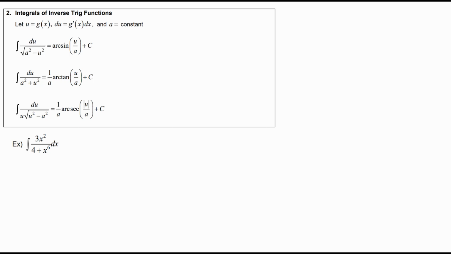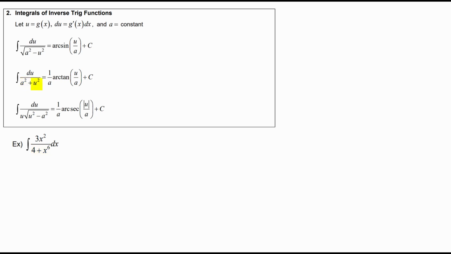Let's do some example. I have integral of 3x squared over 4 plus x to the 6 dx. So this is not u. We're probably going to have to do u sub. But knowing that there's no radicals in the denominator, I think it's going to be arctangent. So let's see if we can find the u du to see if it's in the category.